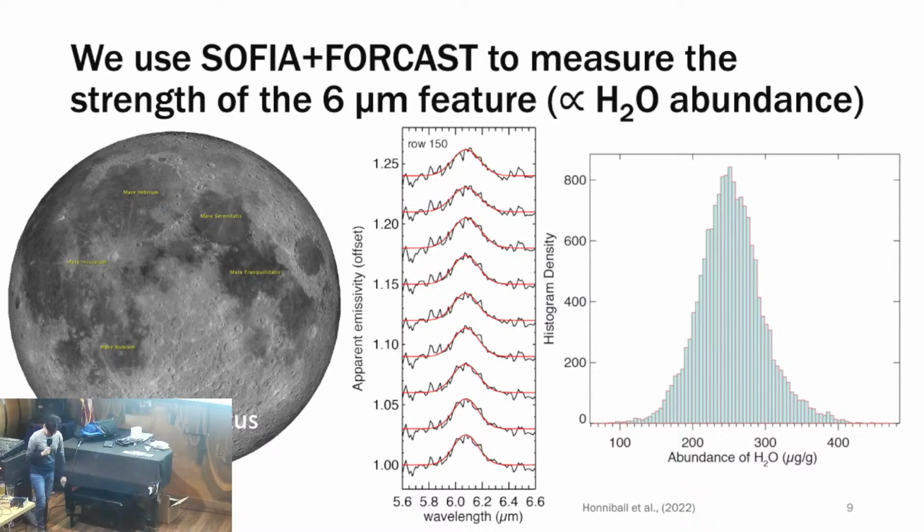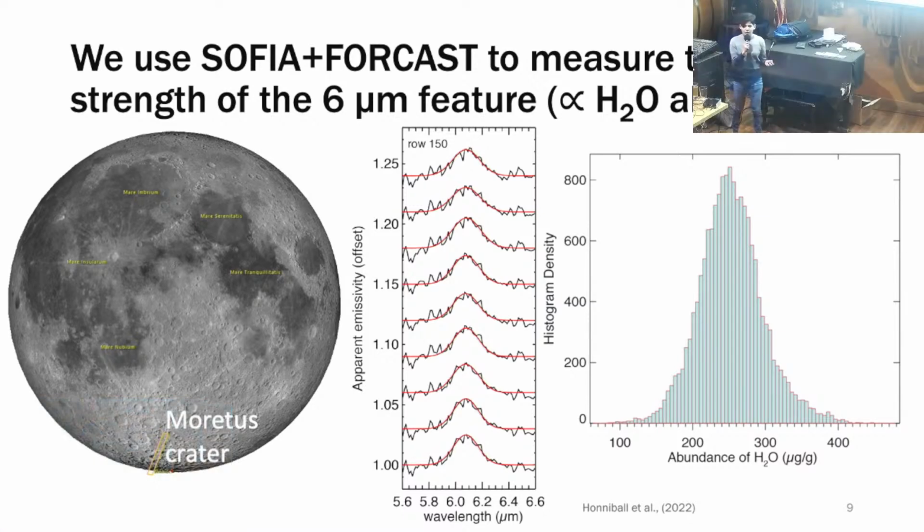And so what we can actually do is there's laboratory spectra where people got glass from the bottom of the mid-ocean ridge, and then they measured the strength of the 6 micron feature and then plotted that versus amount of water, essentially. And so we can take the strength of all of these features and convert it to abundance of water. And so we find from all of our observations of Moretus crater, we find abundances between about 250 parts per million.